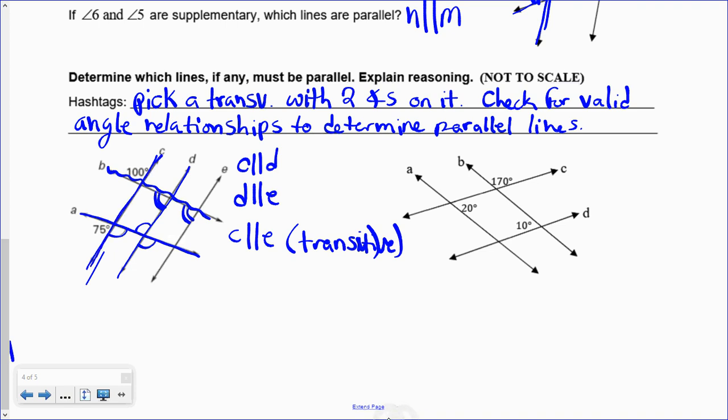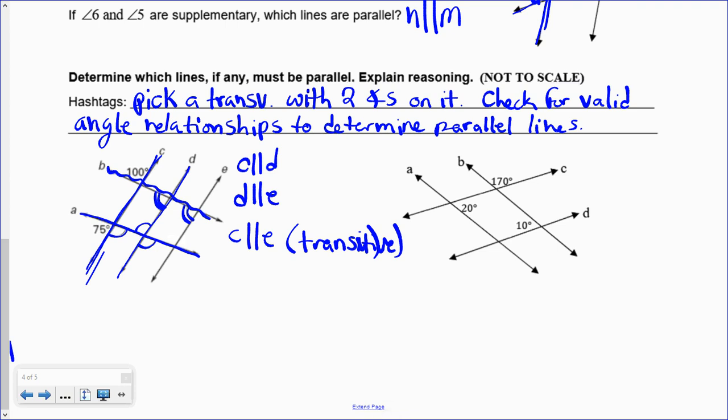Okay, we have this one right here. That's a 75 and a 100. They are consecutive exterior, which should be 100 plus 75, 180. So would these two be parallel? No. So this is it. You try all of your different transversals that have two angles on them until you've exhausted all your options, and then you stop. So it's those three.